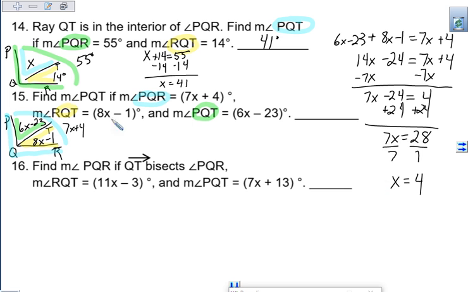Now, it asked us to figure out angle PQT. So that means we need to substitute in for angle PQT. So we had 6x minus 23. So 6 times 4 minus 23 is 1. So that angle is 1 degree.